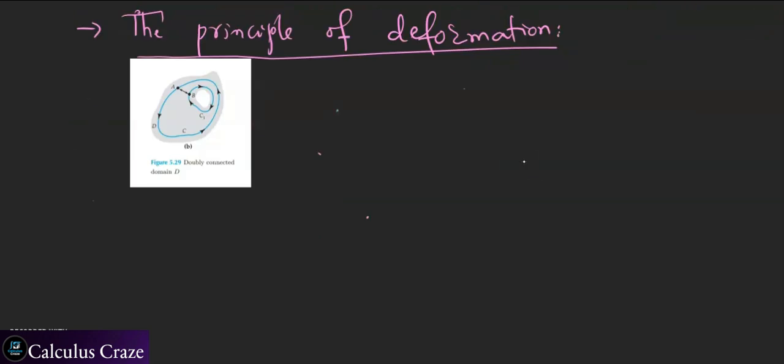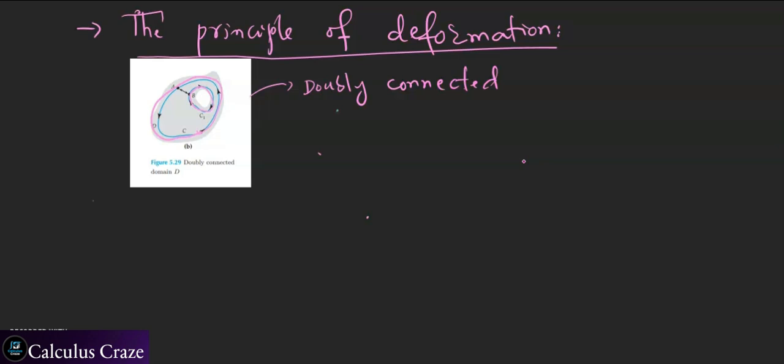A doubly connected domain means a domain with one hole. As shown in the figure, we have considered a domain having one hole, and we have drawn two contours. One is C, which is positively oriented, and the other is C1, which has a clockwise orientation. So this is a doubly connected domain, a special case of a multiply connected domain.